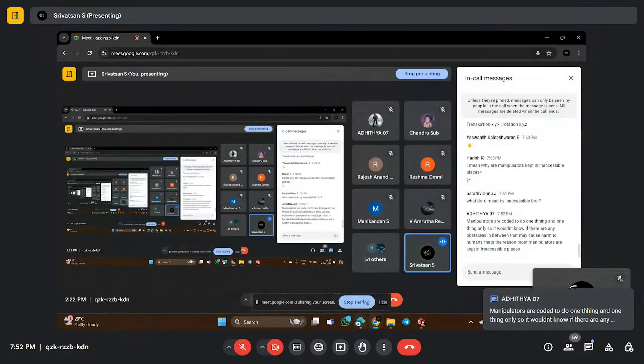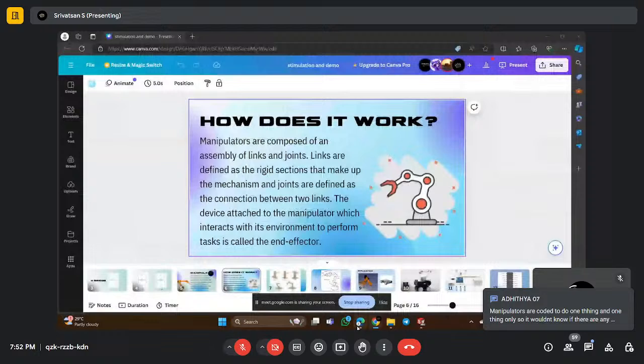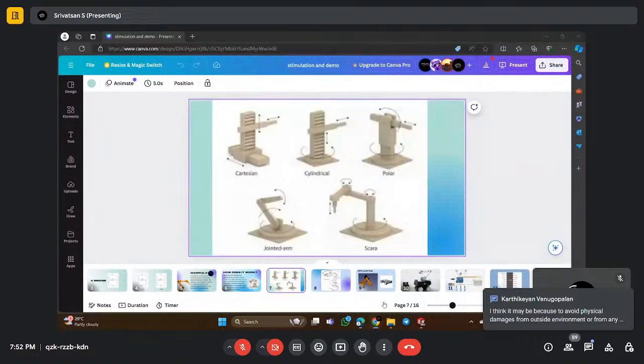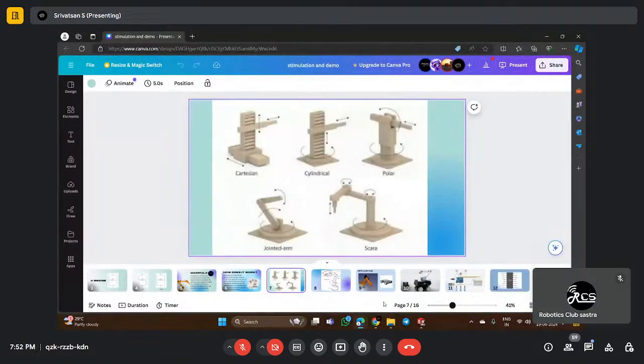Okay, let me move on to the next one. Now we have seen how a manipulator works. Let me explain the types of manipulator: Cartesian, cylindrical, polar, joint arm, and SCARA. SCARA is one of the most used in industrial robotics, especially in food tech industries, to pick a packed parcel from place A and place it at place B. Joint arm is also used, which we are going to see as a DIY project later in this session. These are the five types of manipulator.